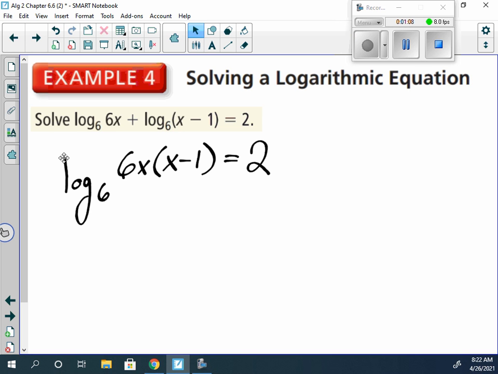Because if I want to simplify log base 6 out, I need only one of them. I can't have two. It doesn't work well with two. Any questions on this here so far? Now, how can we simplify log base 6 on the left-hand side?